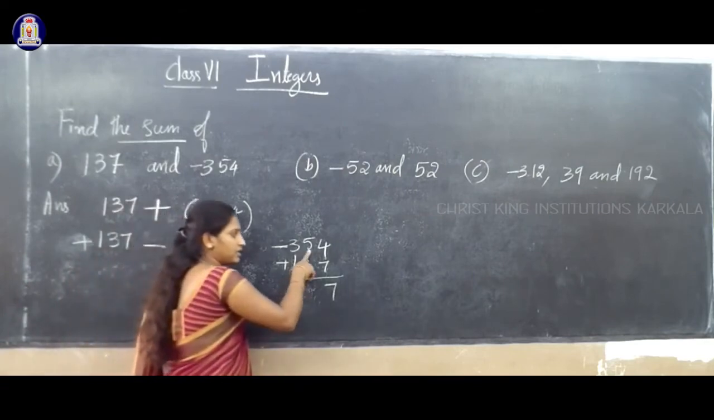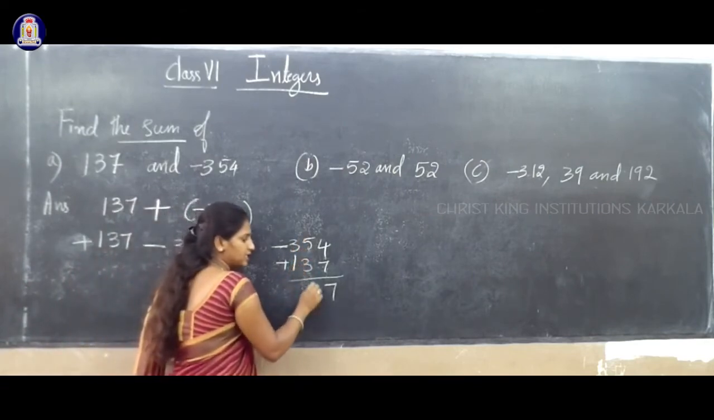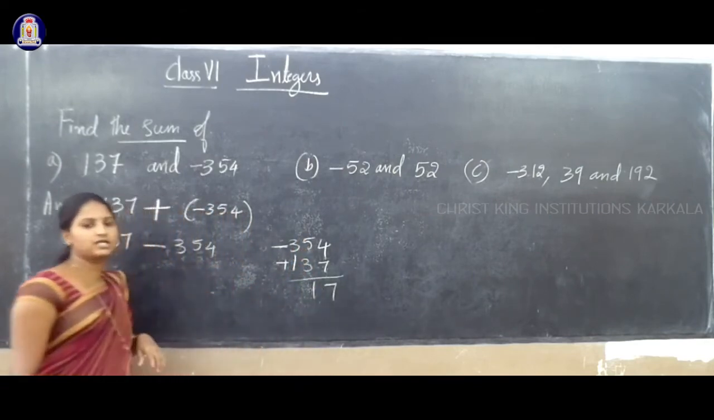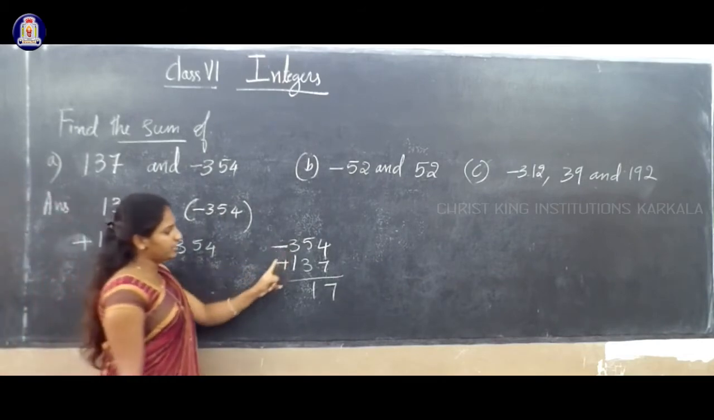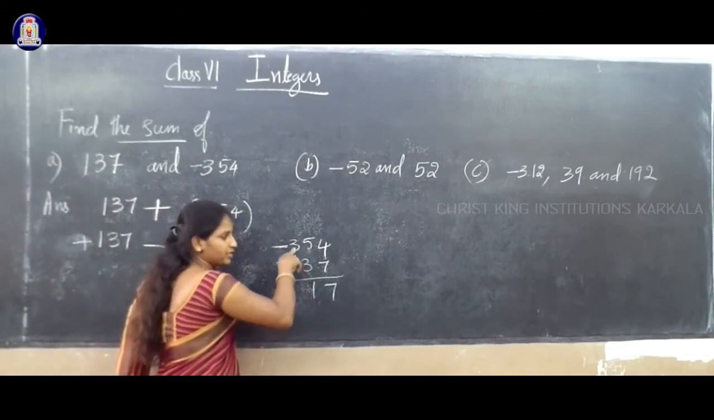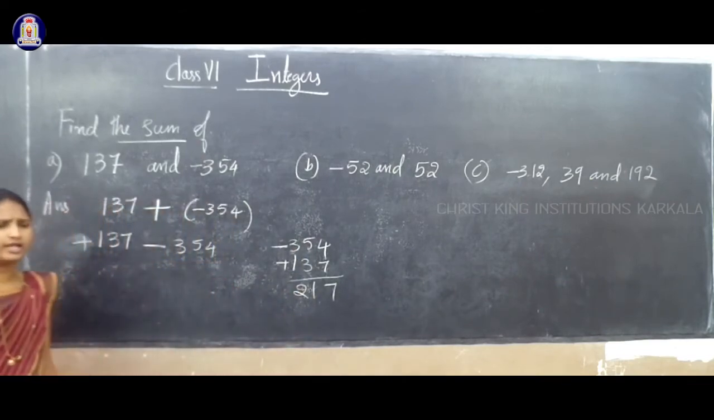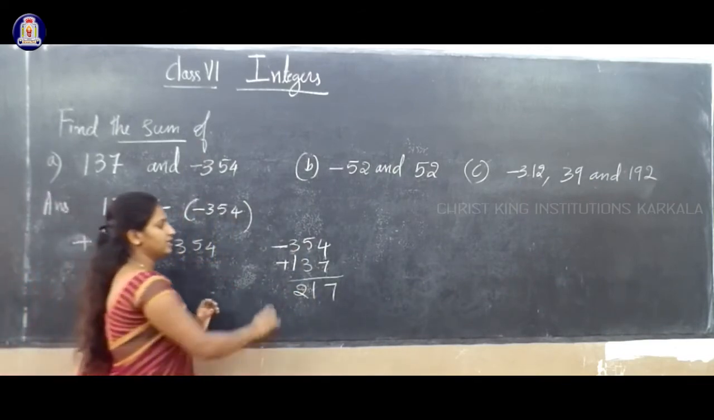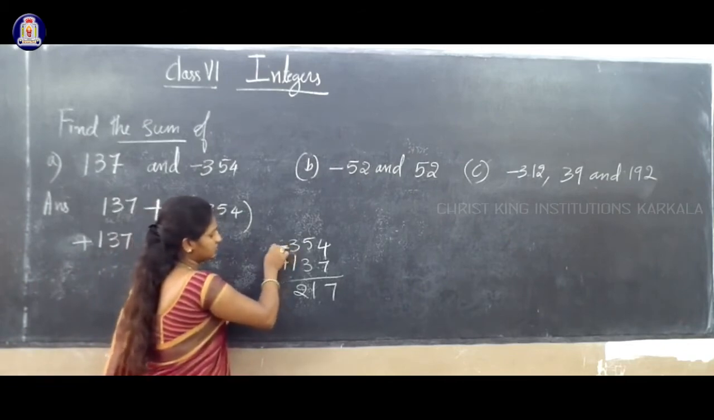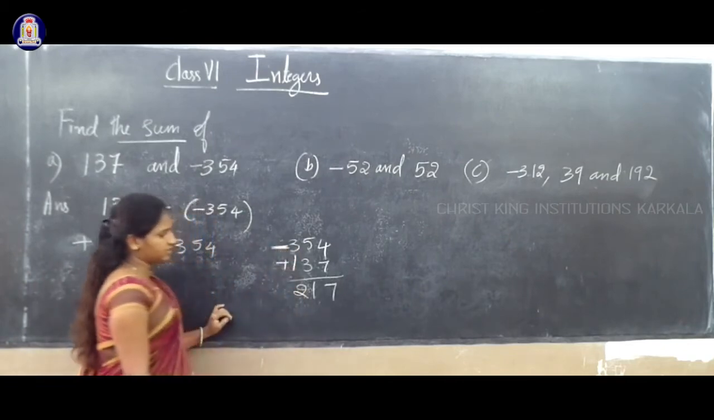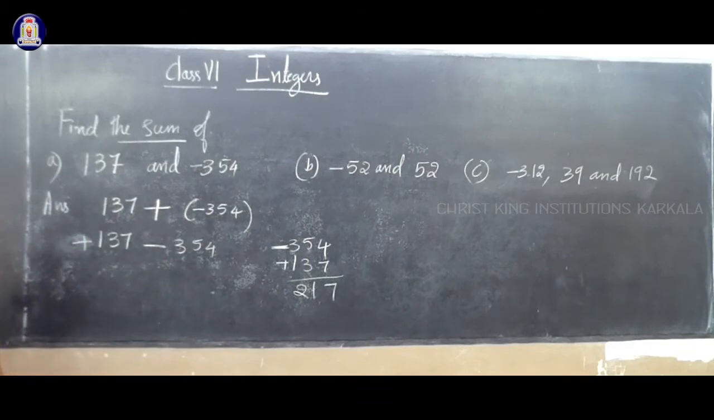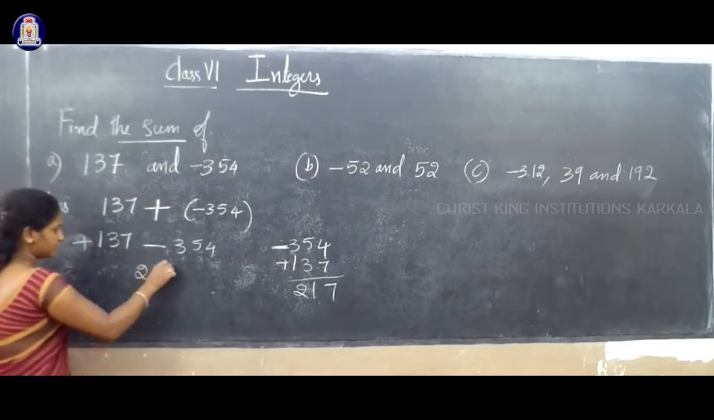What is remaining here? 4. 4 minus 3 is 1. And here the remaining integer is 3 minus 1, that is 2. Next, after getting the answer, you have to see the sign. The sign is minus, plus, and the greater number is 354. So the answer will be 217.